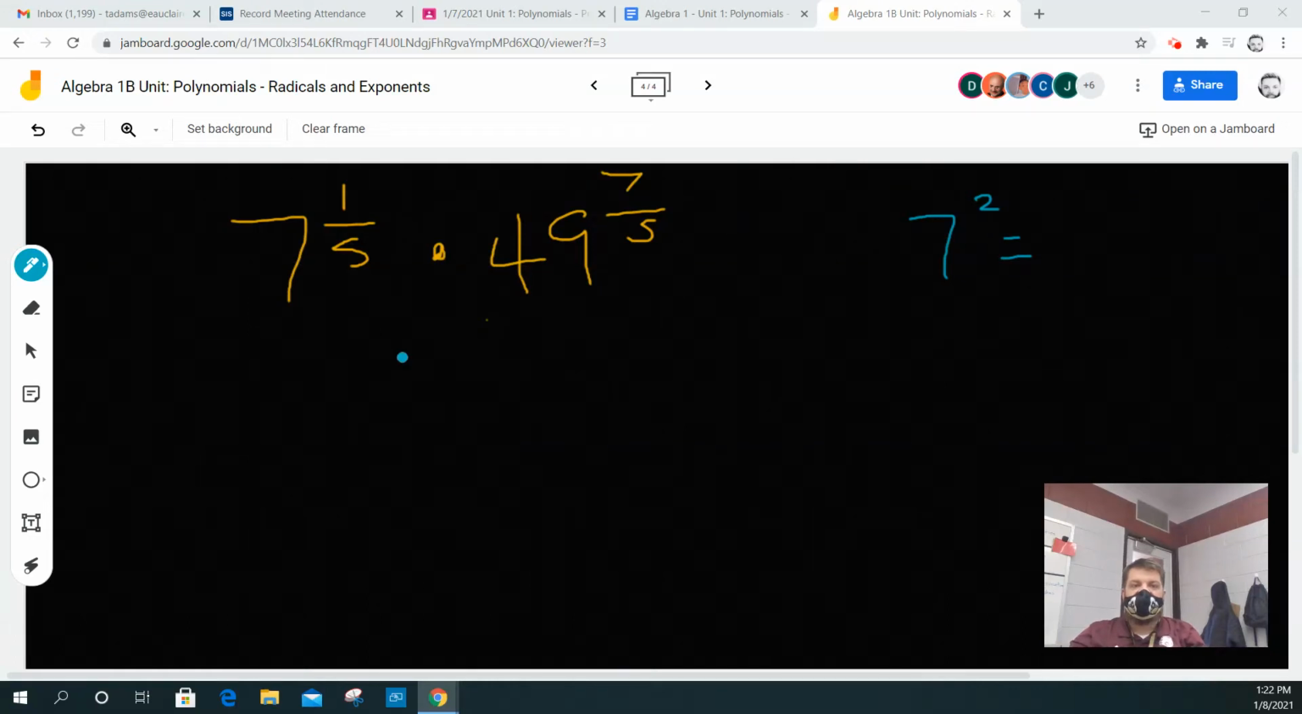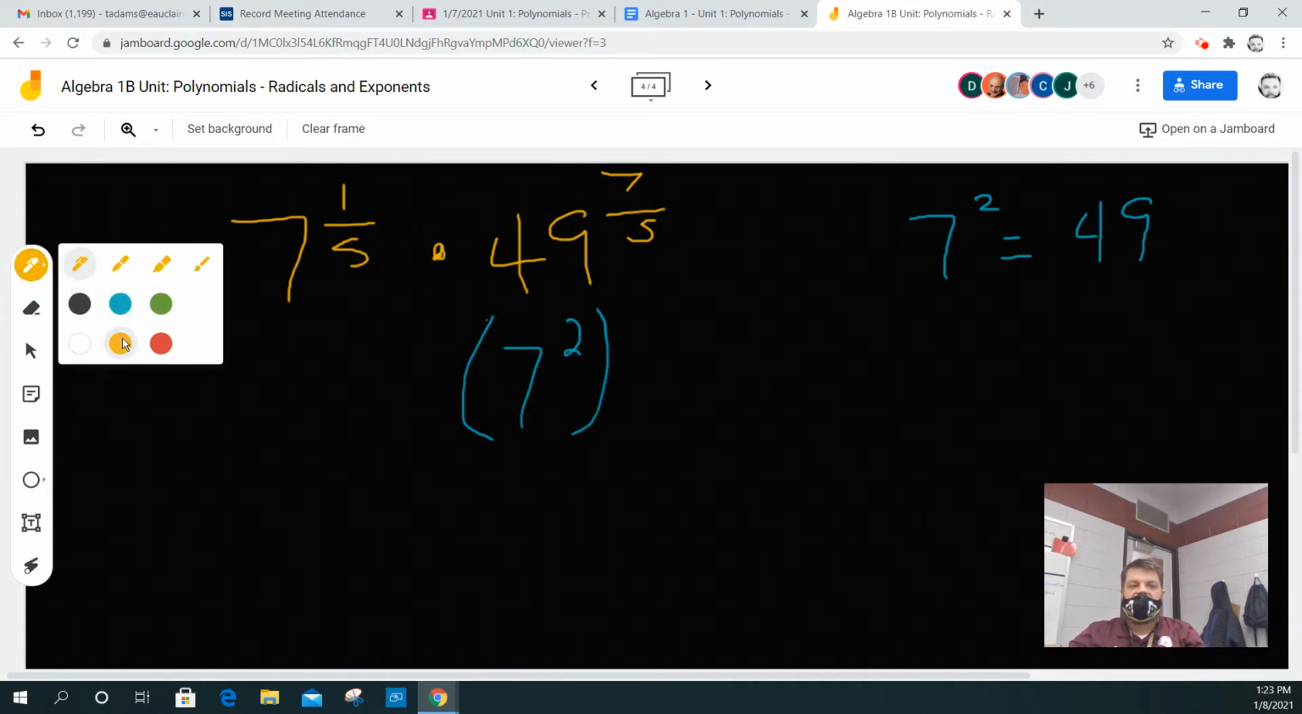So when I look at 7 raised to the 1/5 times 49 to the 7/5, immediately I think to myself, 7 squared is equal to 49. So immediately I'm going to replace 49 with 7 squared. Why? Because that gives me the same base. You'll see why I did that in a second.